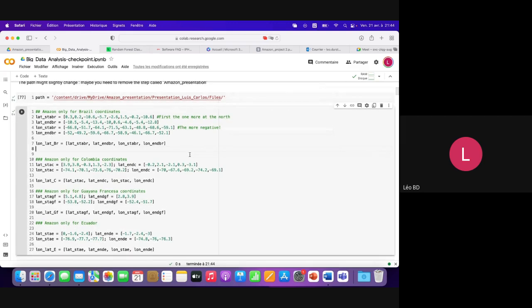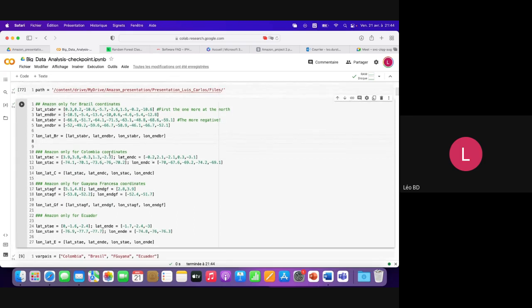Now, going into the code, this first cell that you can see is basically the coordinates of the Amazon rainforest for all the countries. First we have the Amazon rainforest for Brazil, then for Colombia, Guyana, and Ecuador.